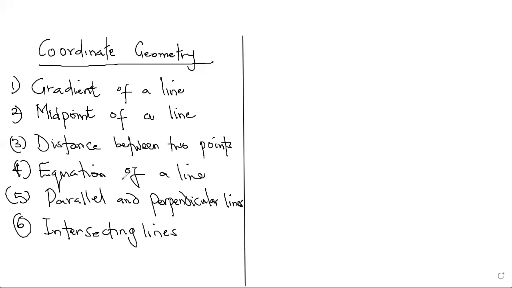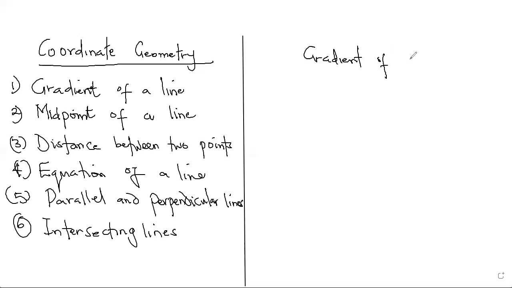Then we look at the equation of a line. How can you write an equation that describes that line? Then parallel and perpendicular lines. So what is the relationship between the gradient of 2 parallel lines and also the relationship between the gradient of 2 perpendicular lines? And then we look at intersecting lines. So when 2 lines intersect, can you determine the coordinate of the point where the 2 lines intersect? Okay, so let's start with the first part, gradient of a line.